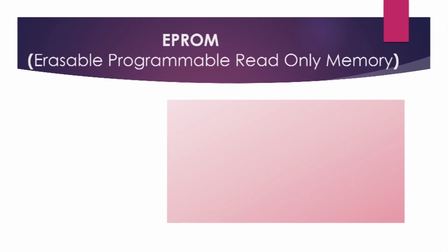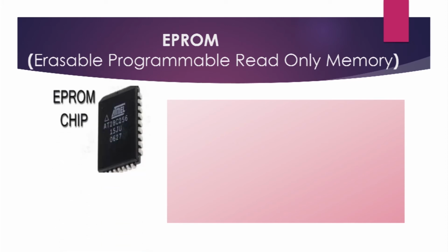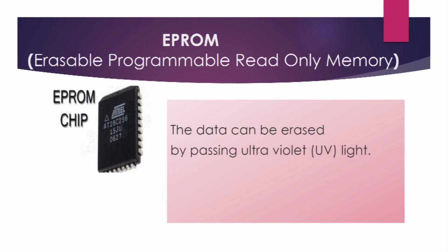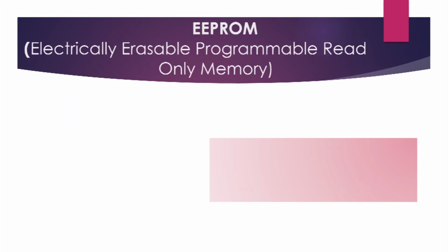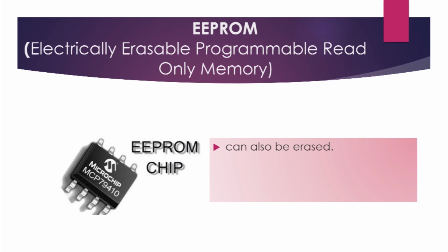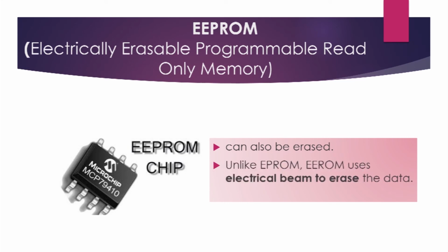EPROM, erasable programmable read-only memory, overcomes the problems of PROM. The data written on EPROM can be erased by passing it under ultraviolet (UV) light. EPROM can be reprogrammed. It is commonly used to store the boot programs of a computer called the firmware. EEPROM, electrically erasable programmable read-only memory, can also be erased. EEPROM uses an electrical beam to erase its data.